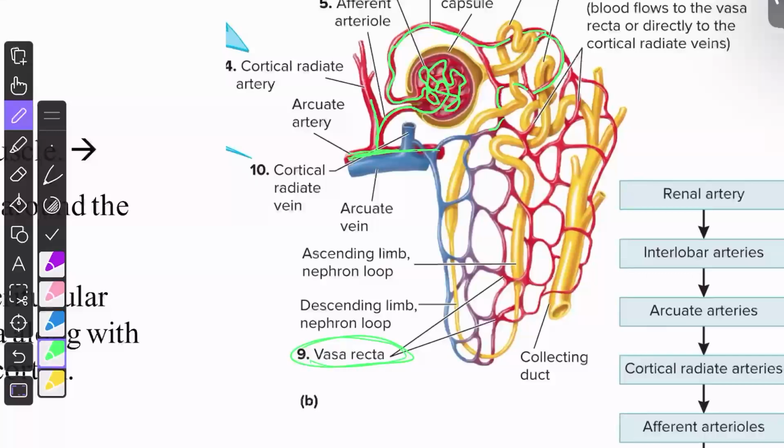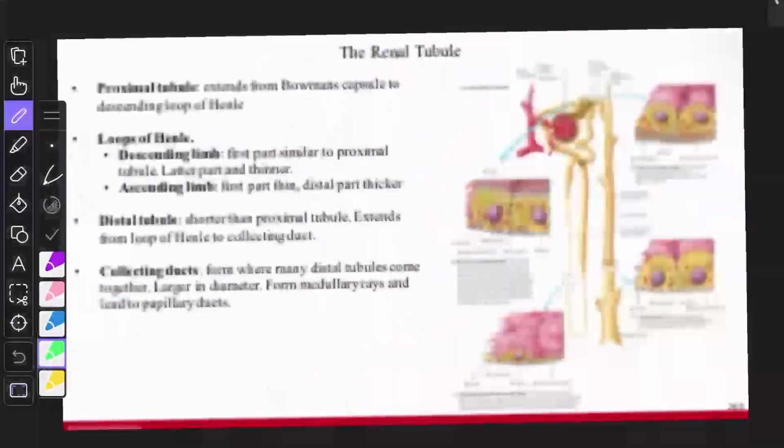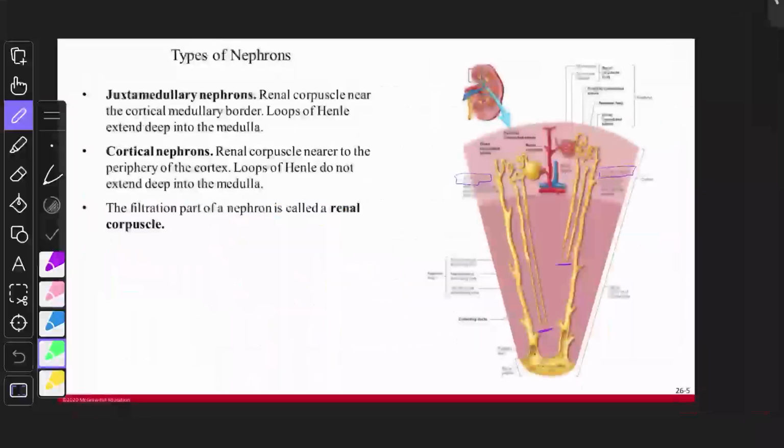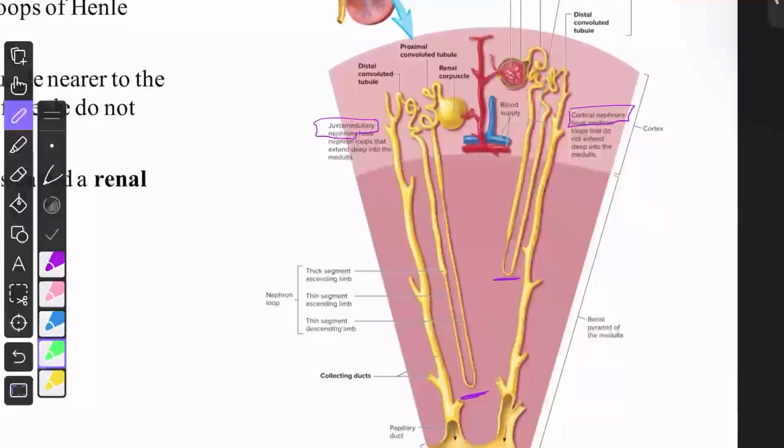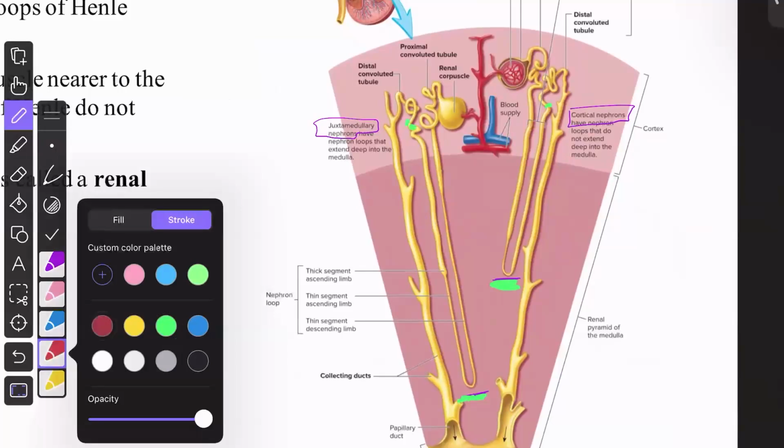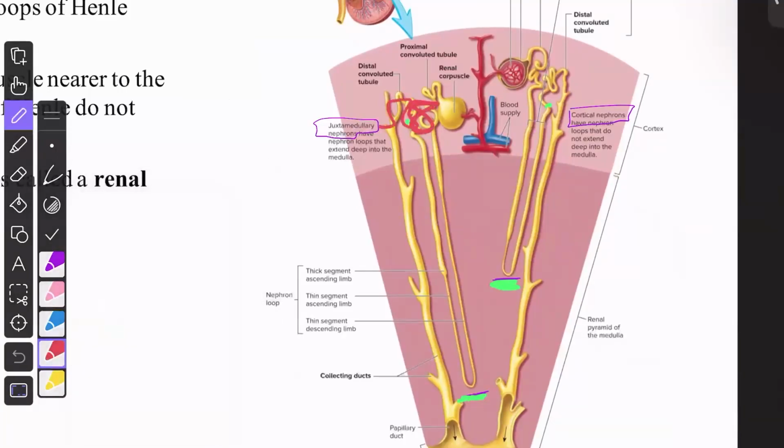Okay, so you remember we've got these two different kinds of nephrons. Yes, we have our juxtamedullary nephrons and we have our cortical nephrons, right? The cortical nephrons and the juxtamedullary nephrons all have blood supply wrapped around up in here. Only the juxtamedullary nephrons have vasa recta that come all the way down.